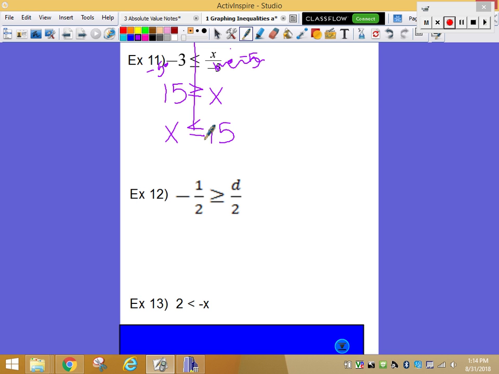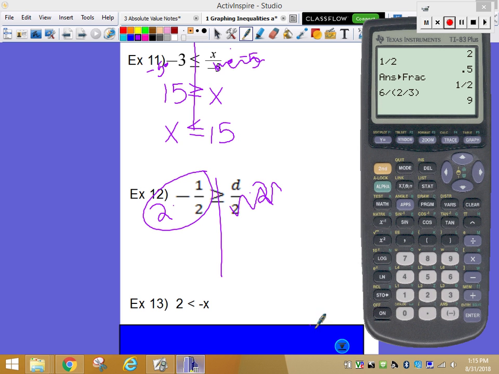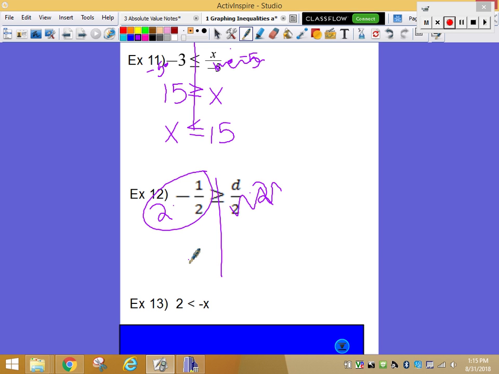Let's do example 12. I want to move that 2 because the 2 is with the d. So I'm going to multiply by 2. Let's type this in our calculators. 2 times negative 1/2. I always like to put fractions in parentheses. That way you'll always get it right if you put every fraction in parentheses. 2 times negative 1/2 is negative 1. I'm going to bring my d down.